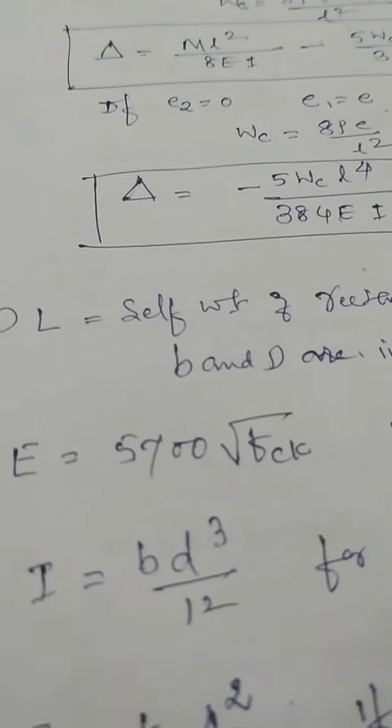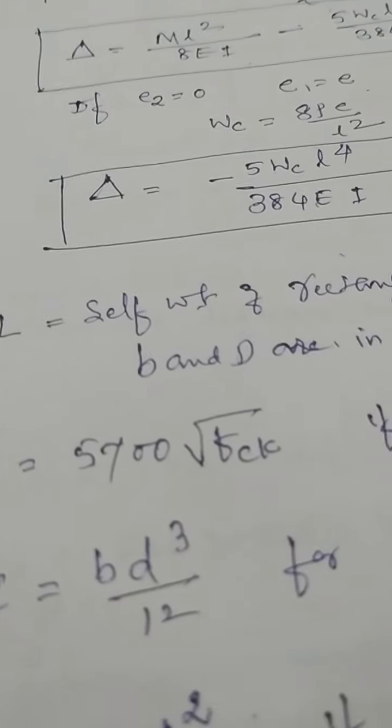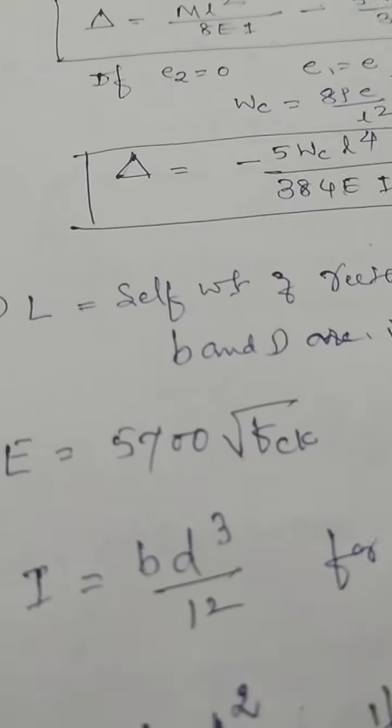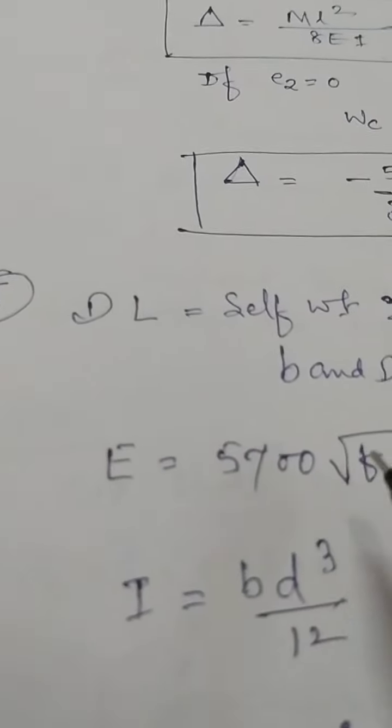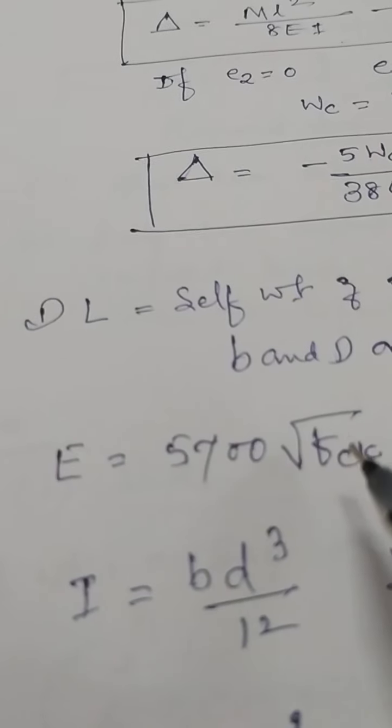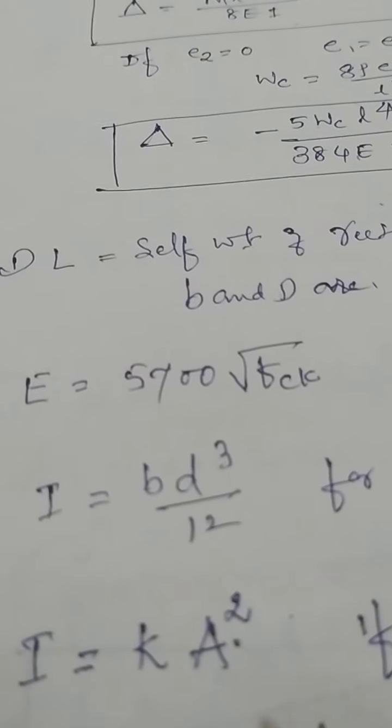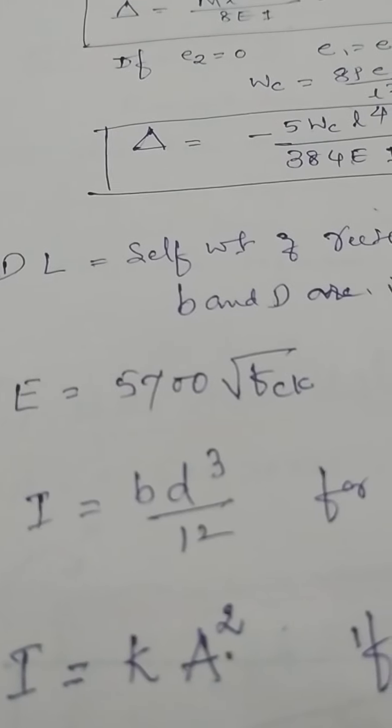Suppose E is not given, Young's modulus is not given, fck must be given. By using fck, how to calculate Young's modulus? You know the formula, 5700 root fck. How to calculate moment of inertia? You know, BD cube by 12.